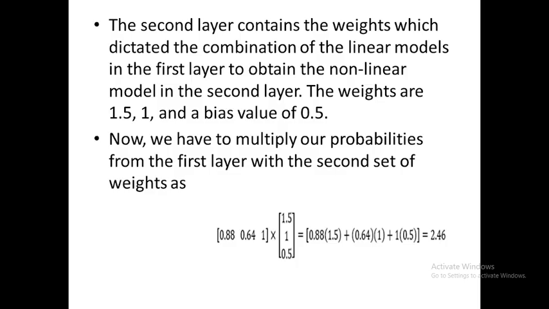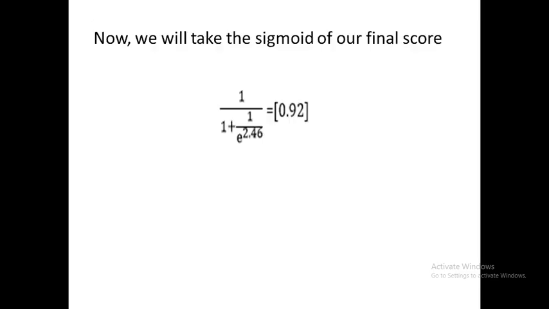The second layer contains the weights which dictate the combination of linear models in the first layer to obtain the non-linear model in the second layer. The weights are 1.5 and 1, and the bias value is 0.5. Now I need to take the probability values that I got in the previous step, 0.88 and 0.64, and the bias value 1, and multiply them with this other set of weights. So I am getting the score as 2.46.